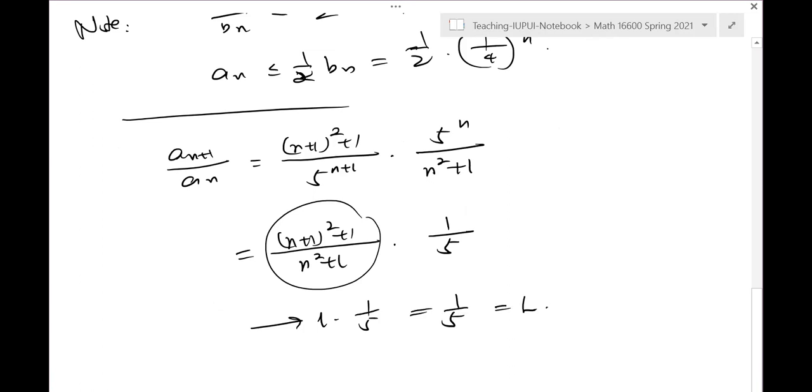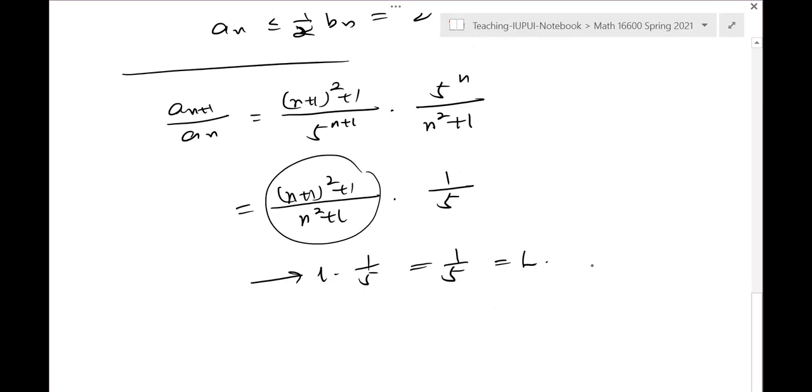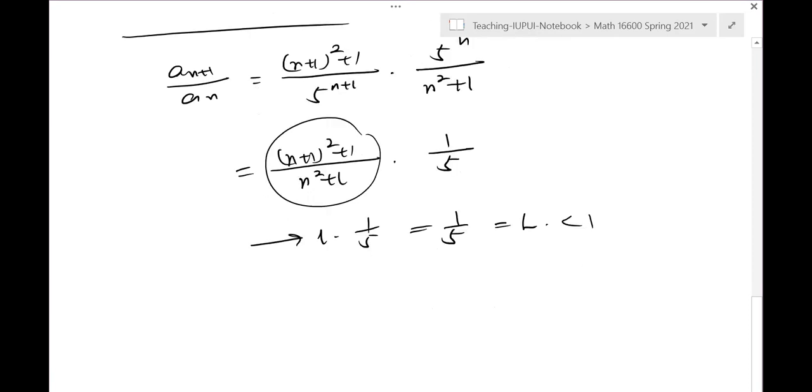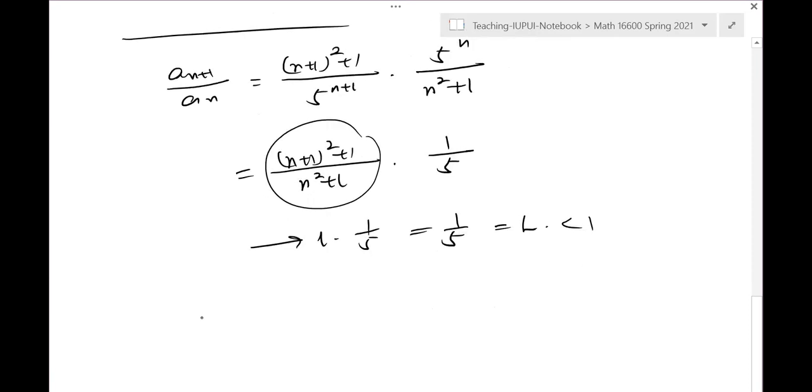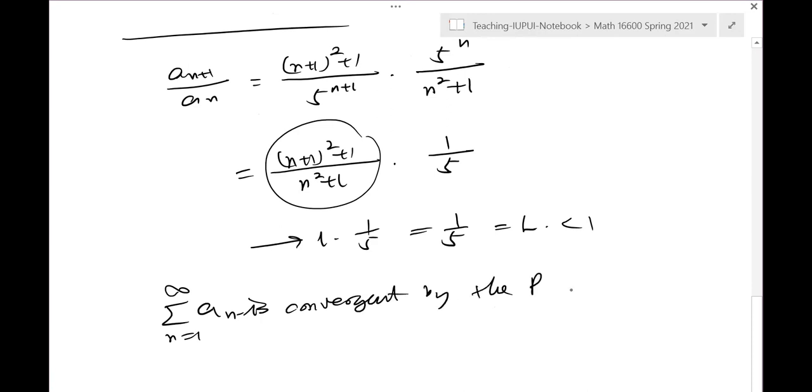This is the L. L is less than 1. Then you can conclude that the sum of a_n, n from 1 to infinity, is convergent by the ratio test.